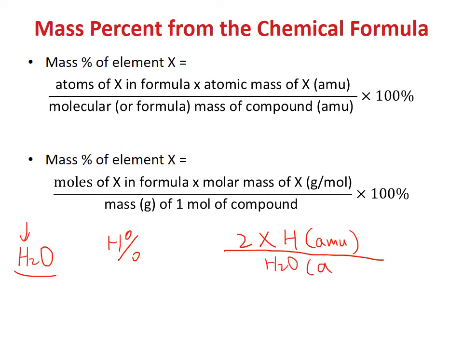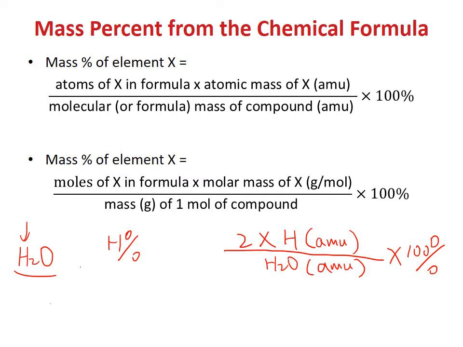So in atomic mass units. So again, we are looking at one molecule. So that's how we calculate. And then you need to times 100 to get percentage. Okay, that's the first method. We look at one molecule.